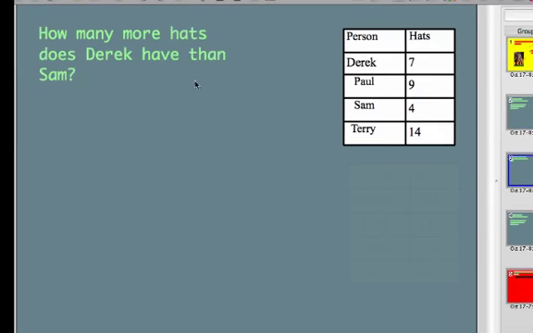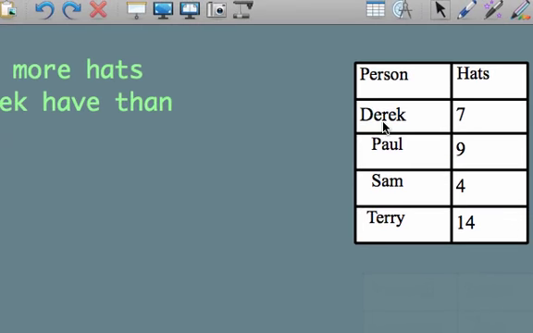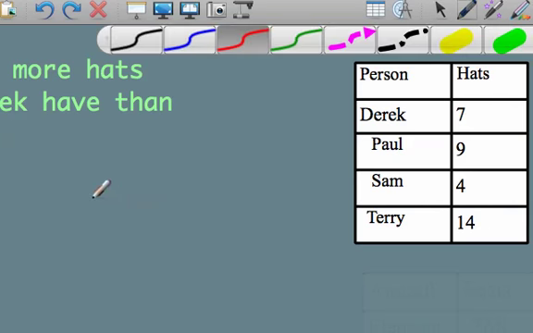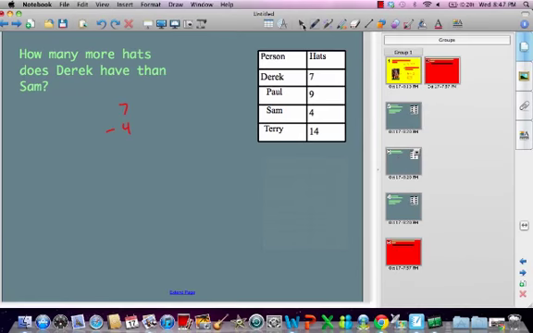And here's a good example of it. How many more hats does Derek have than Sam has? So Derek here, he has 7 hats, and Sam has 4. And from there, most students are able to recognize that Derek has 3 more hats, and we got that answer by doing subtraction. So then they know when we go back and look at this problem here, we're going to be doing subtraction.